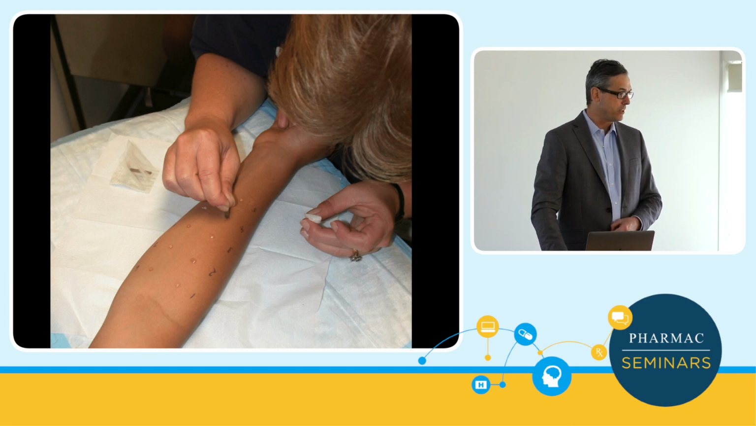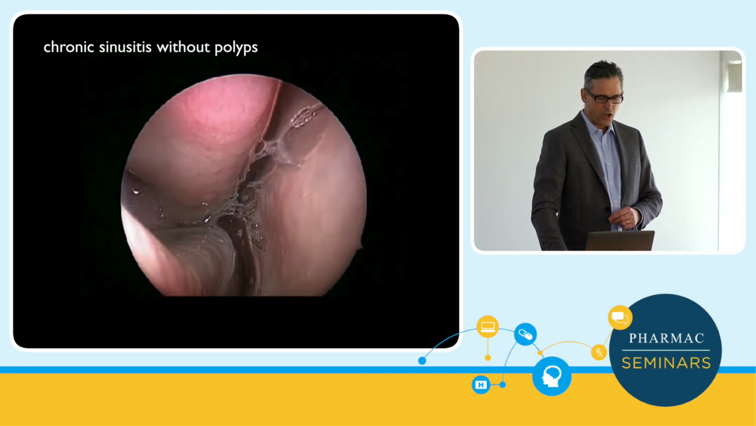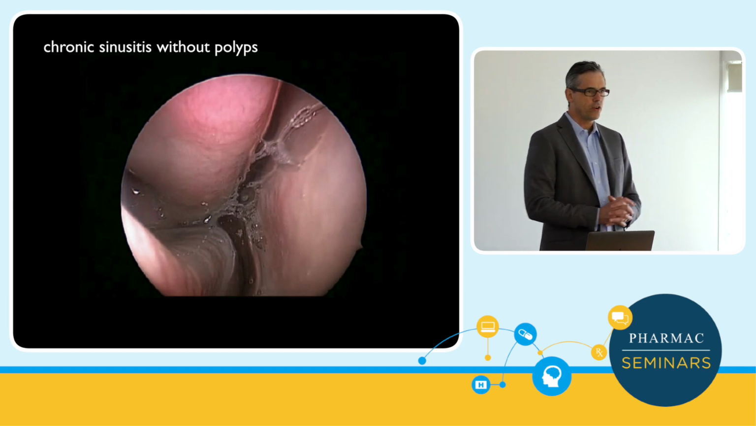Cheaper and easier generally than RAST testing, which is when you detect the specific IgE in the serum. And that's what it looks like. You just measure the wheal size. It's real easy. Okay, so that's just a little aside on chronic rhinitis.